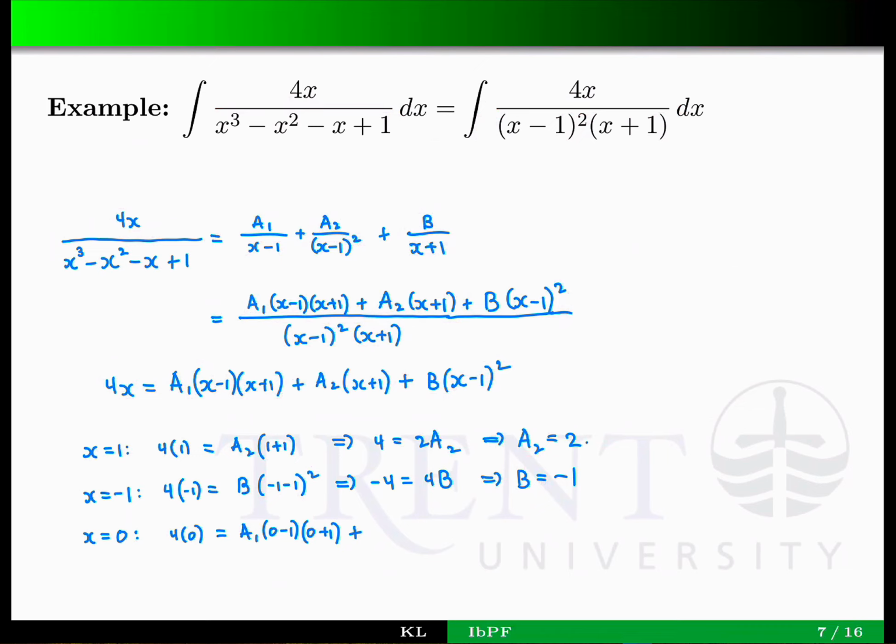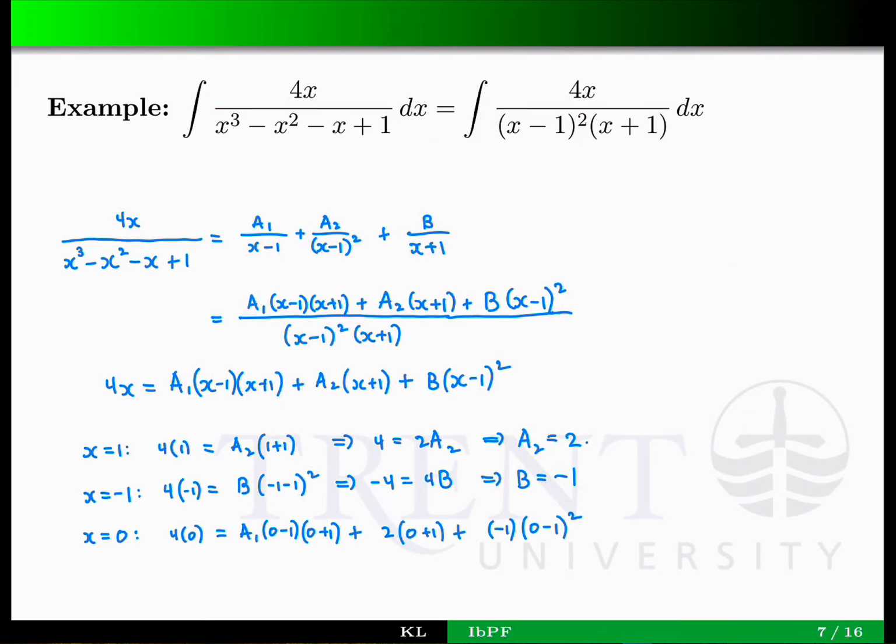plus a2, take note of this, but we already have a2 equals 2. So we can use it. a2 is 2 times 0 plus 1 plus b times this expression, but b is already equal to negative 1. So we'll just have negative 1 times 0 minus 1 squared. Notice, the only unknown in this expression is a1.